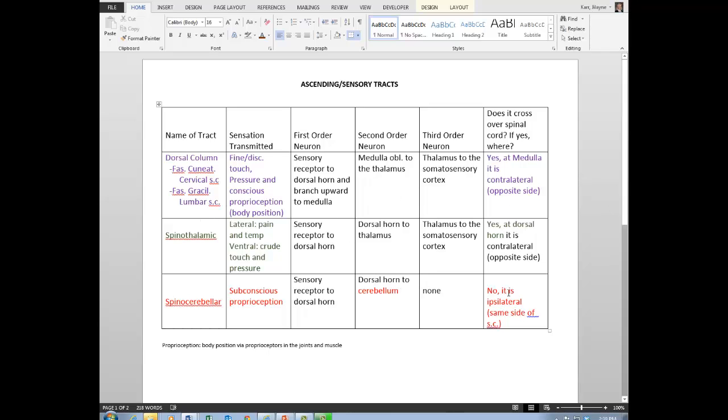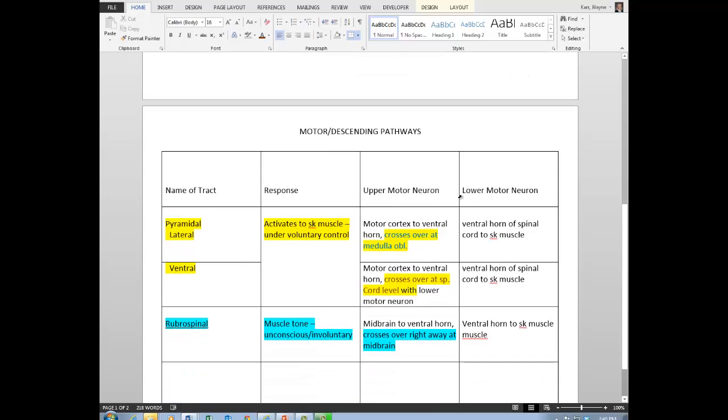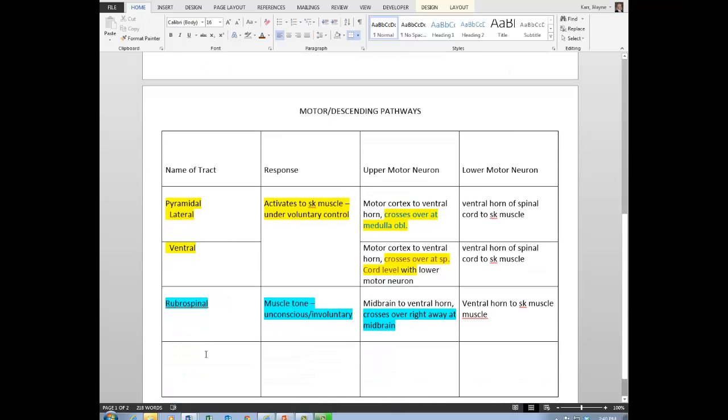So be sure that you know the names of the tracts and what sensation they carry. And the first, second, and third order neuron, a lot of these are the same information. Just know where they start, where they synapse, and where they end up at the end. All important information. The motor pathways, we talked about 3 of those also. Just know basically where they cross over, where the lower motor neuron begins, where the upper motor neuron begins. Important information there too.